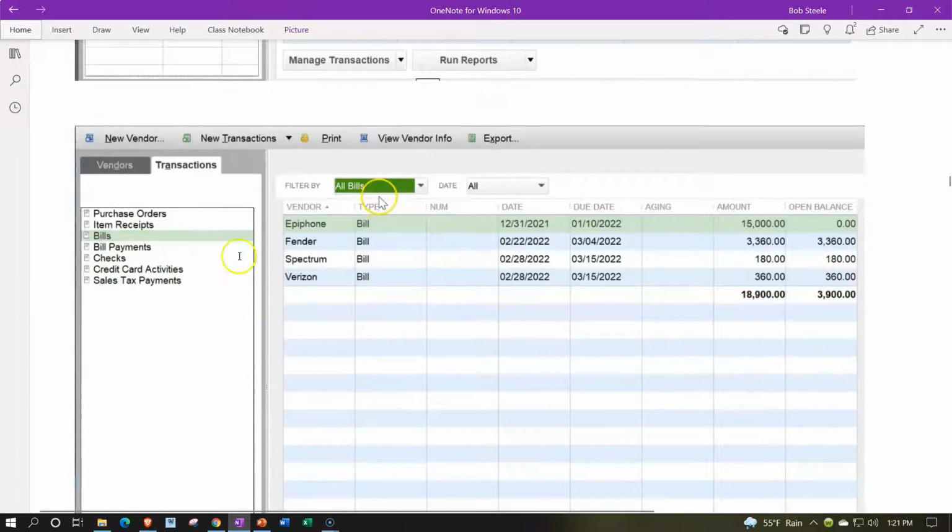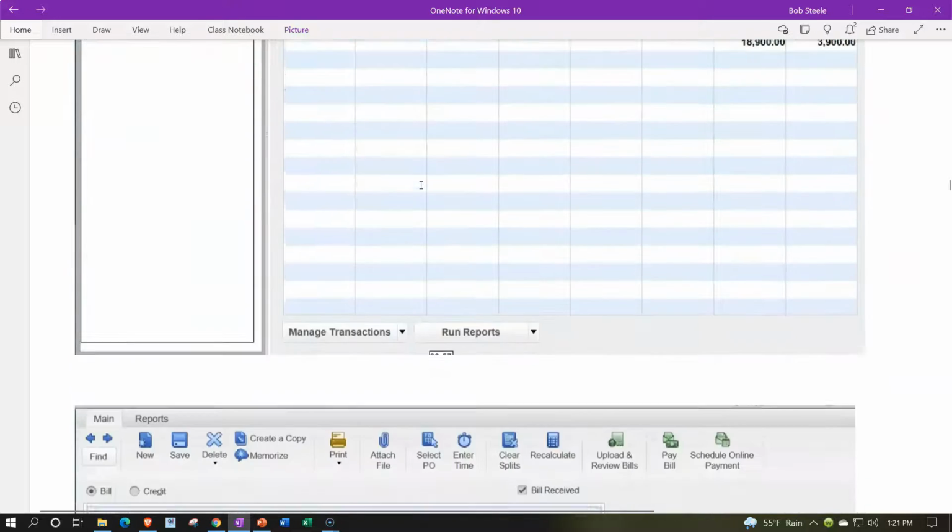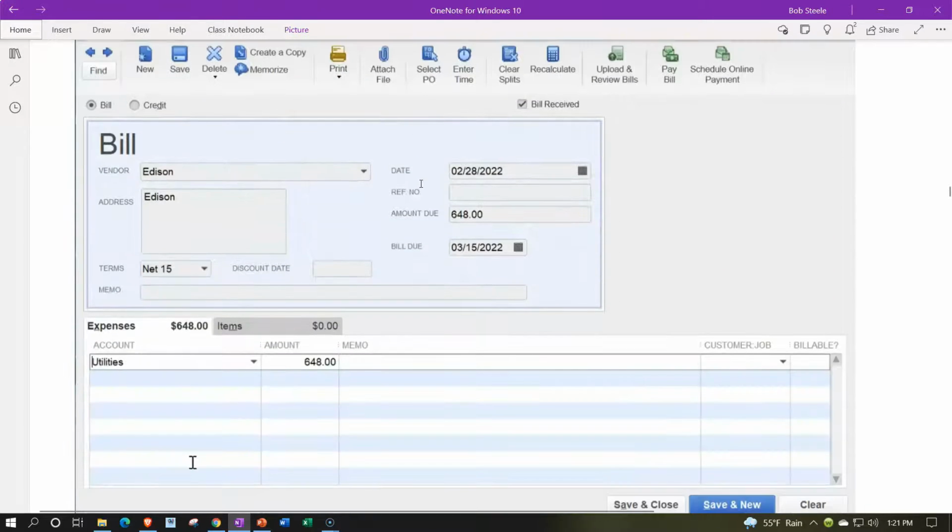That's another way to see the detail. If we go into our transactions tab in the vendor center, we can sort by all bills or the open bills, and that's another way that we can sort our bills to determine which ones we want to pay and do our cash management strategies.